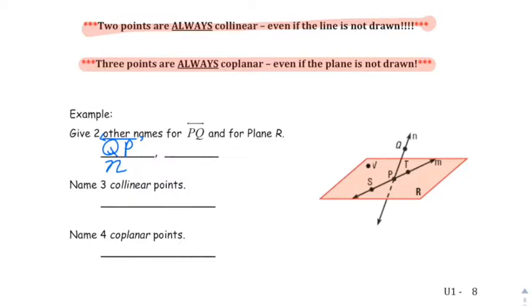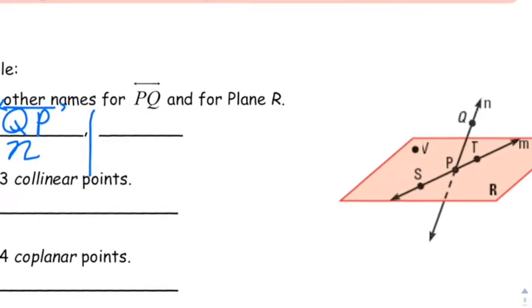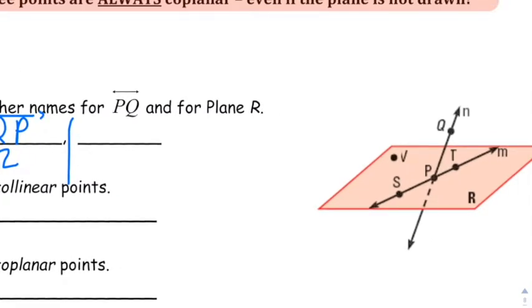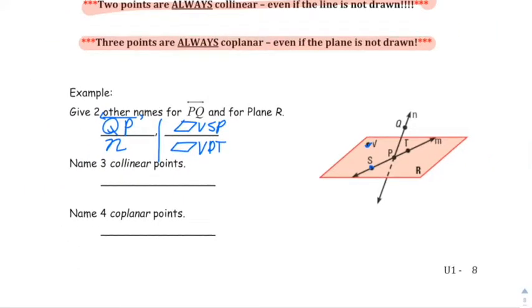As far as plane R goes, we can say plane R, we can use 3, and then you want to use non-collinear points. So we could use like VSP, or we could go plane VPT or something like that. Just points that aren't necessarily on the same line.